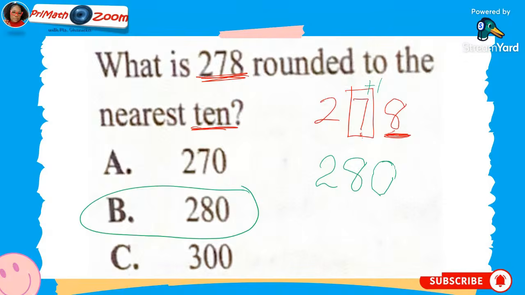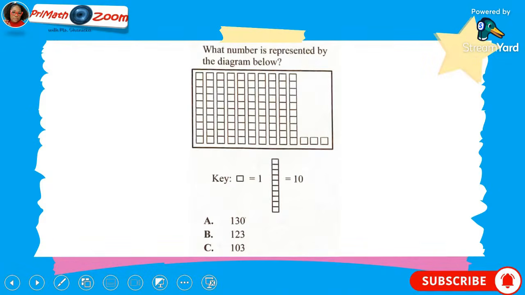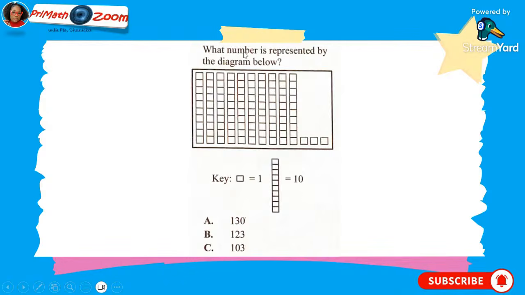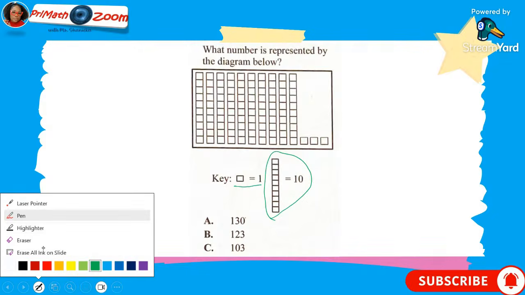Let's go to the next question. What number is represented by the diagram below? So let's take a look. Look at the key. The key tells us that this means 1 and this means 10. So go ahead and tell me which number is this representing?